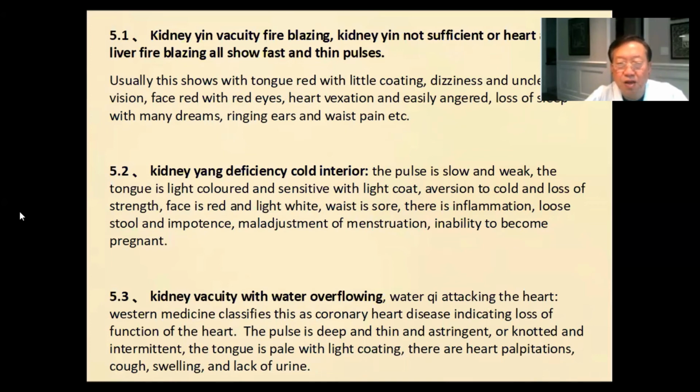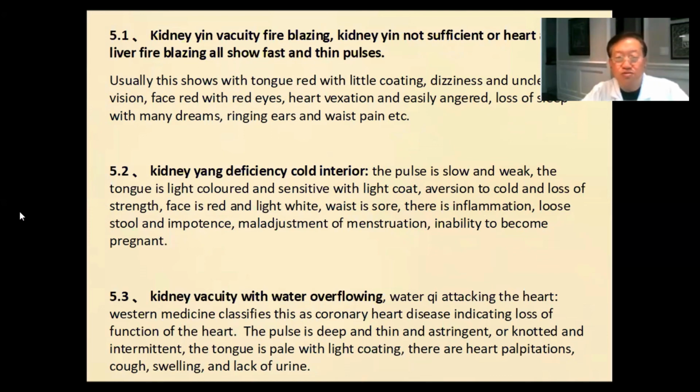5.2. Kidney yang deficiency, cold interior. The pulse is slow and weak. The tongue is light-colored and tender with a light coat, aversion to cold, and loss of strength. The face is light white. The waist is sore. There is inflammation, loose stool and impotence, maladjustment of menstruation, and inability to become pregnant.